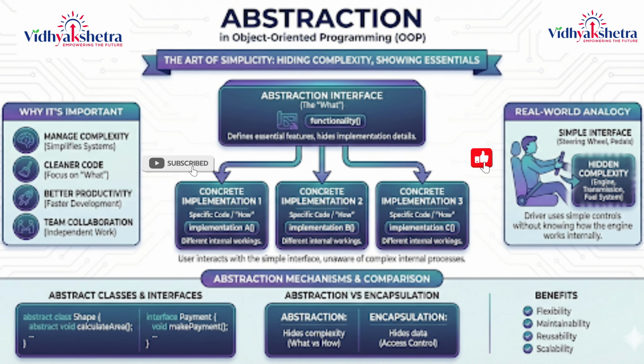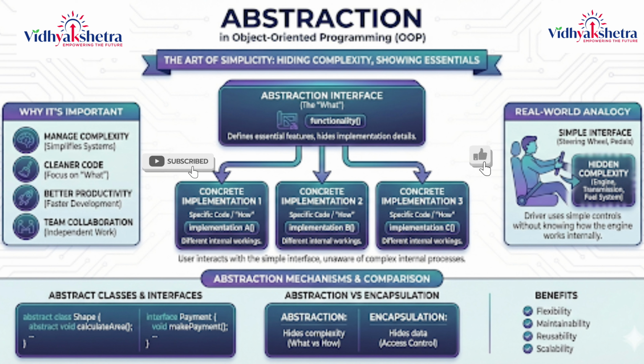Abstraction promotes reusability by allowing common behavior to be defined once and reused across multiple implementations. When code is written against abstractions instead of concrete classes, it becomes reusable across different projects and use cases. This reduces development time and improves code quality.